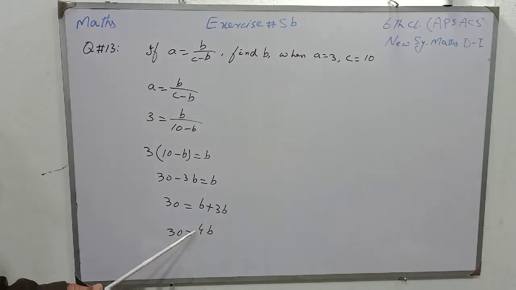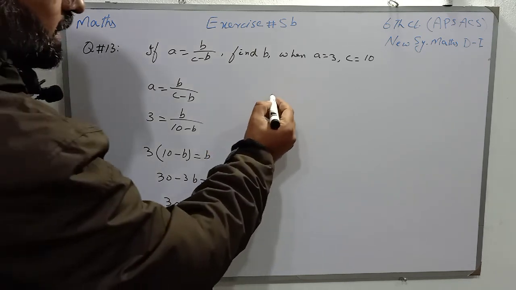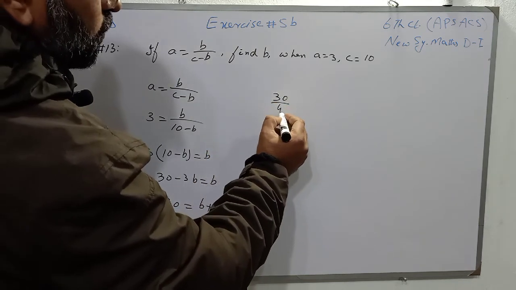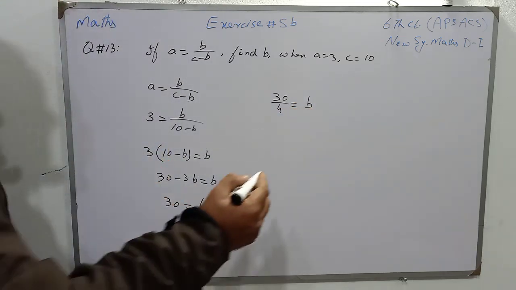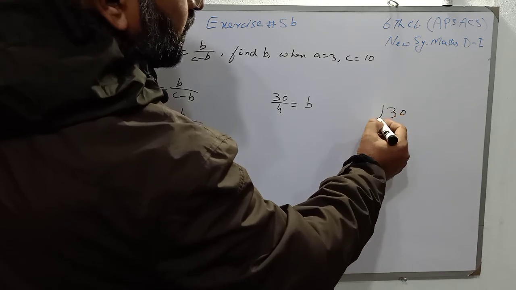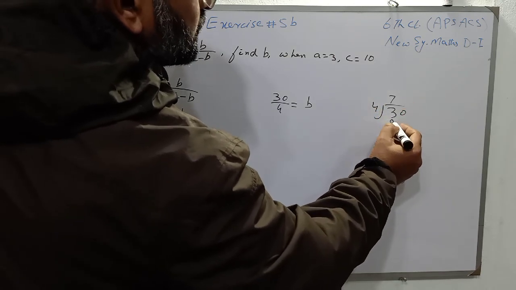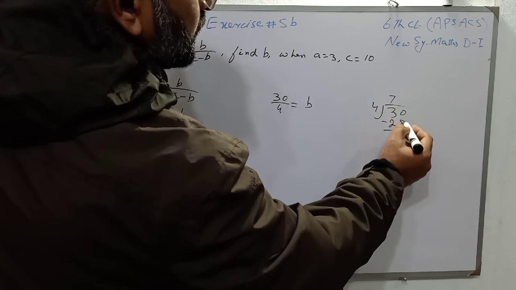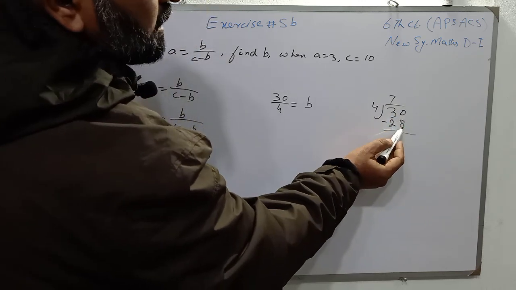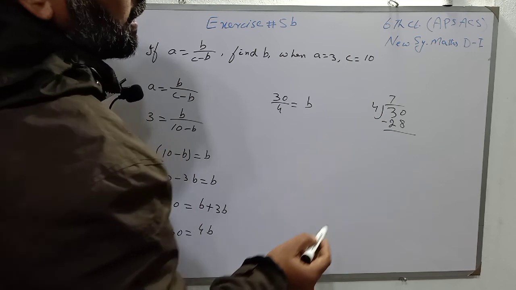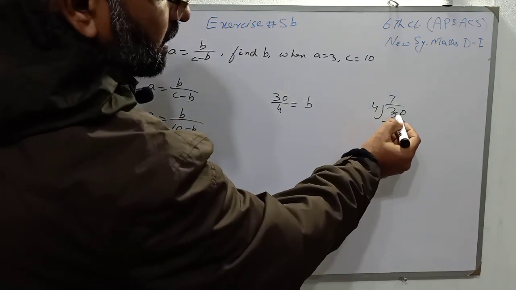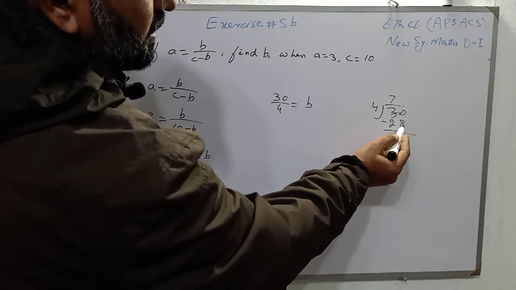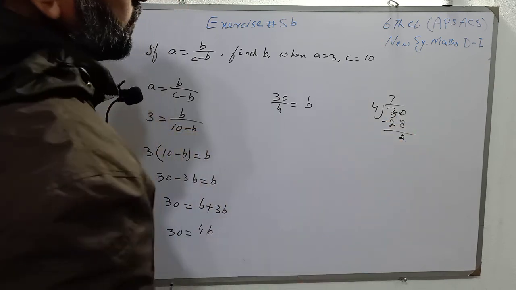Now students, 4 is multiplying with B. When we transfer it to the other side it will divide, and it is written as 30 divided by 4 is equal to B. Now students, 30 will be divided by 4. 30 divided by 4. 4 7s are 28. Subtract 28 from 30. I mean to say subtract 8 from 0, and we can't subtract 8 from 0. So we have to take 1 carry from 3 and it will become 10. Now we can subtract 8 from 10 and the leftover will be 2.